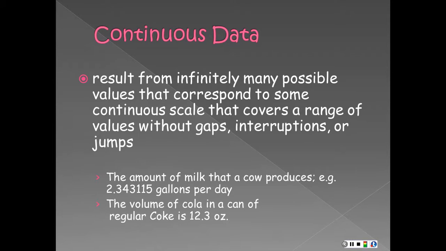So the amount of milk that a cow produces, it may produce 2 gallons per day. It may do 2.3 gallons per day or 2.345, and you can keep going with the decimals. Same thing for the volume of cola in a can of Coke. It can have 12 ounces, or it could have 12.1, 12.2, 12.1267 or something. So if you can have decimals, it's continuous.